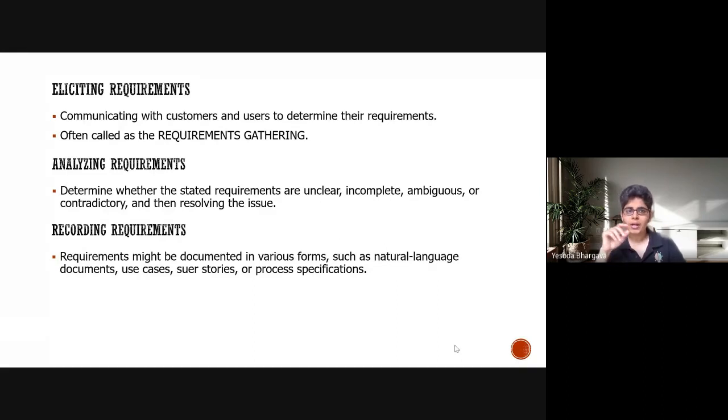Secondly, you need to analyze the requirements. So let me pause at this moment and ask you, how do you think you can analyze the requirements that you gather? What, according to you, can you do as developers or creators of the product to analyze the requirements? So you have gathered the requirements. How do you analyze them?